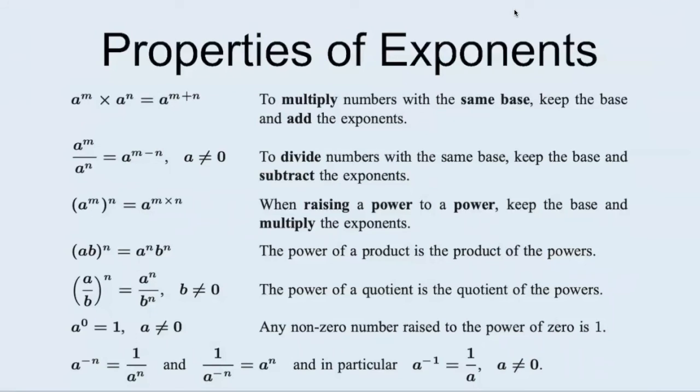So if you see 1 over a, you know you're talking about a to the negative 1. And it's important also to note that a cannot be 0, because any value of 0 in the denominator, the result is always going to be undefined. So be careful with that.